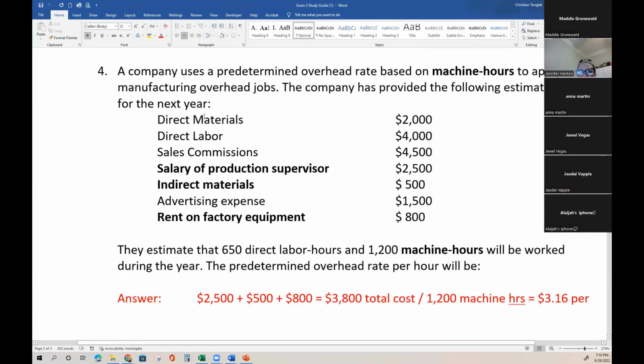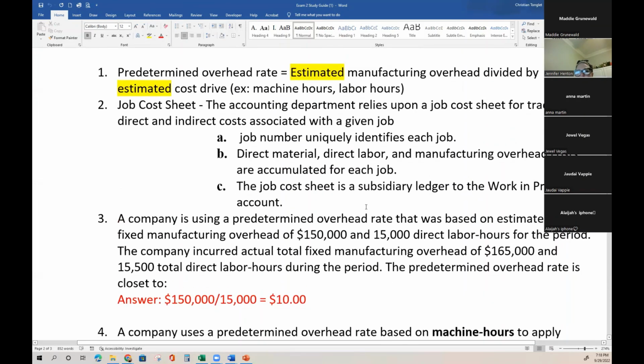We're not going to pull advertising, because that's a period cost. So you have to know, what are these items? How do I know what I need to pull in? So you add it up and it's 3,800 for my total cost. Now, they estimate 650 direct labor hours and 1,200 machine hours. Do I need both of them? No, I have to go back to see how I determine that rate. It's telling me machine hours, so I pull the machine hours, not the direct labor hours. So I divide it by the 1,200 to come up with my rate per hour. It's $3.16.